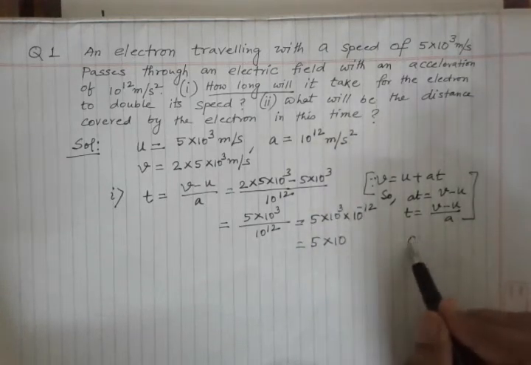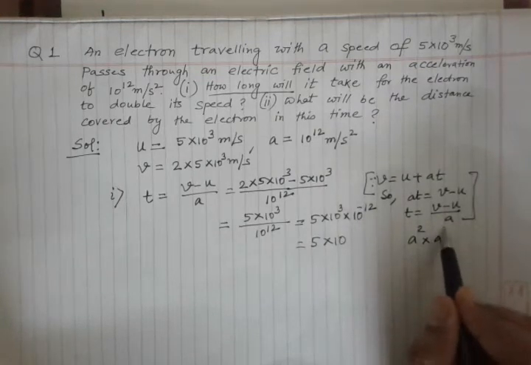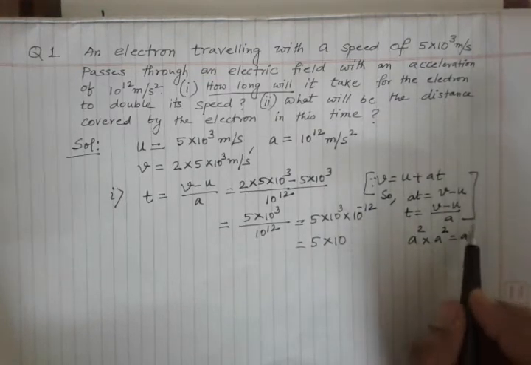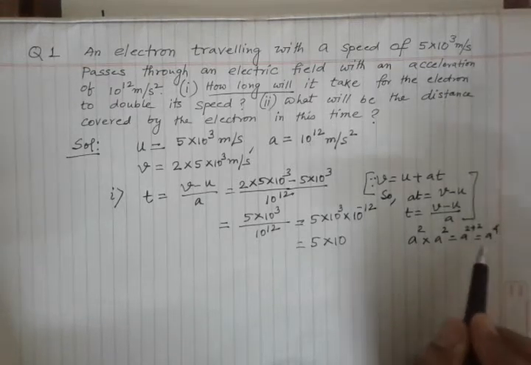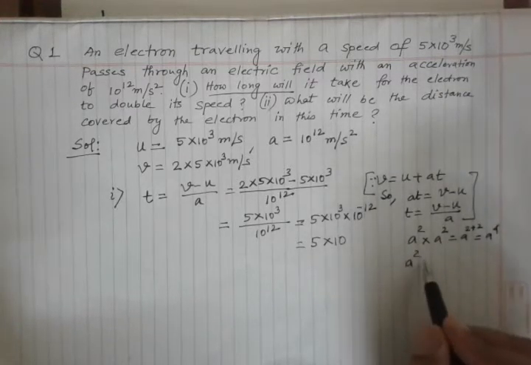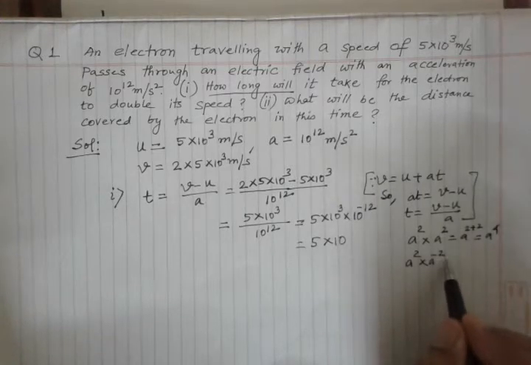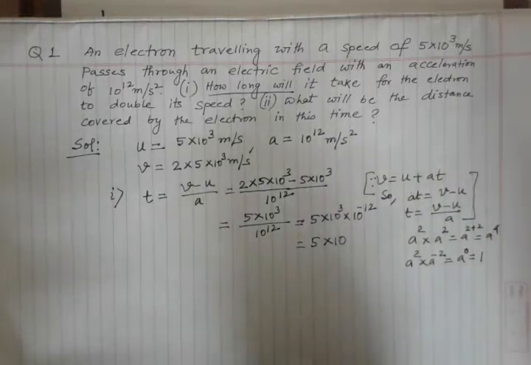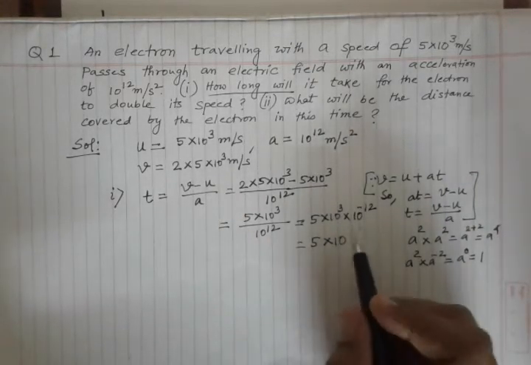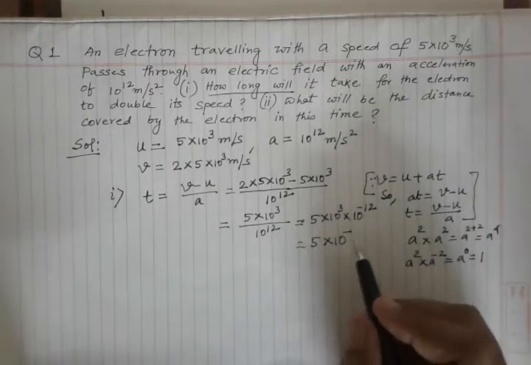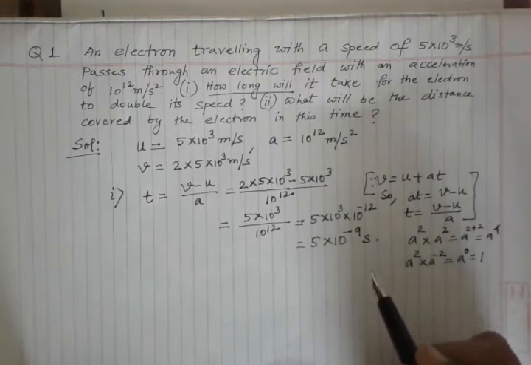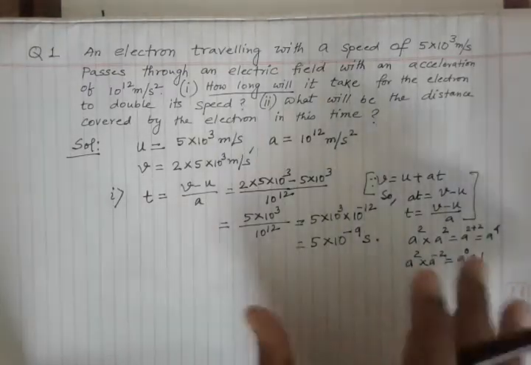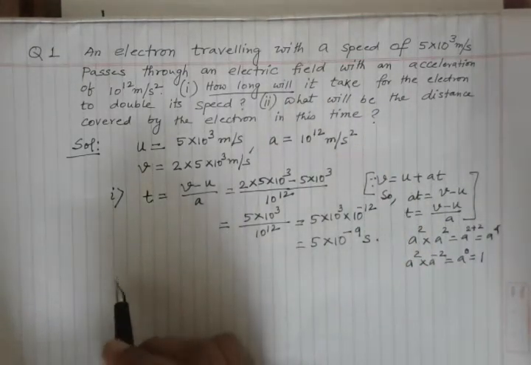Why? Because a square into a square, a to the power 2 plus 2, is equal to a to the power 4. In case a square into a to the power minus 2, then we also add, so a to the power 0. A to the power 0 means 1. So we'll get 10 to the power minus 9 second. The calculation is a little bit difficult, but if you understand this, you can easily find it out.